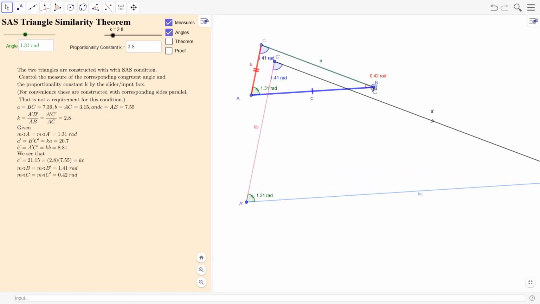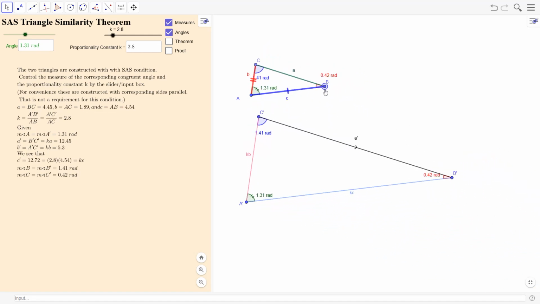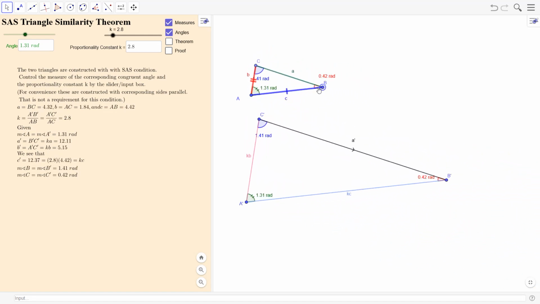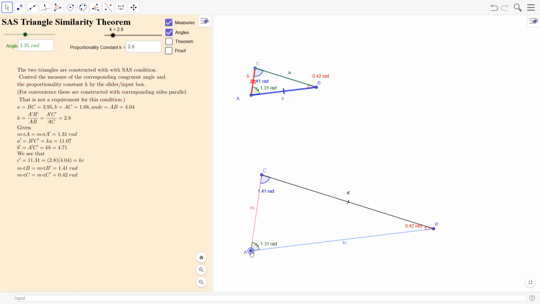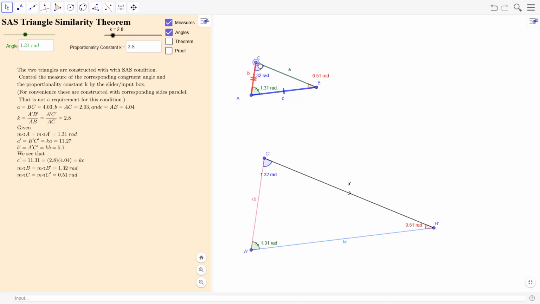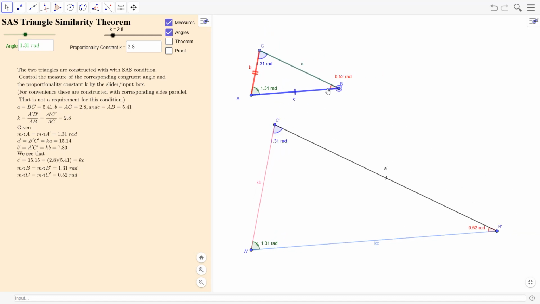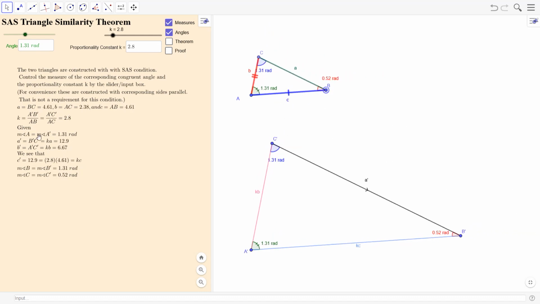We know from the angle theorem that this is enough. By the way, I have this constructed so that these sides are parallel to the corresponding sides. I just did that for convenience. That's not something that needs to happen. If you rotated this figure down here, it would still be similar. It wouldn't change anything. So no matter what we do to this figure, the other one changes in such a way that it always appears to be similar. So it looks like we do have a side-angle-side triangle similarity theorem.